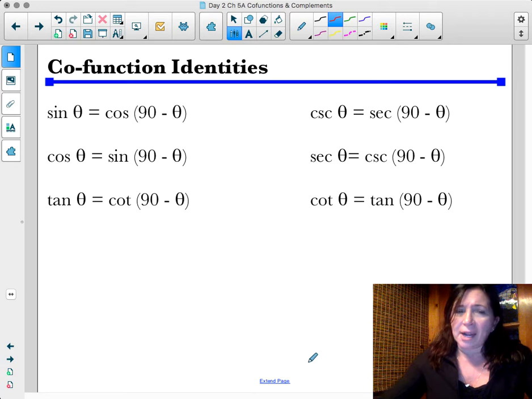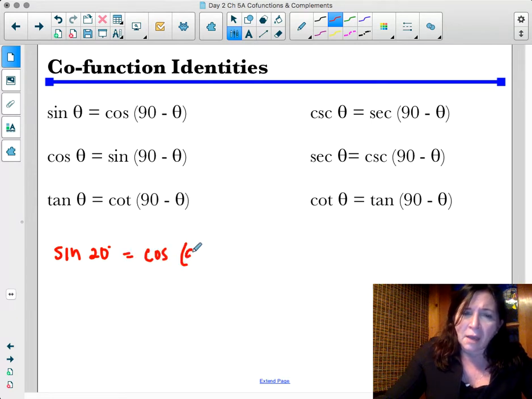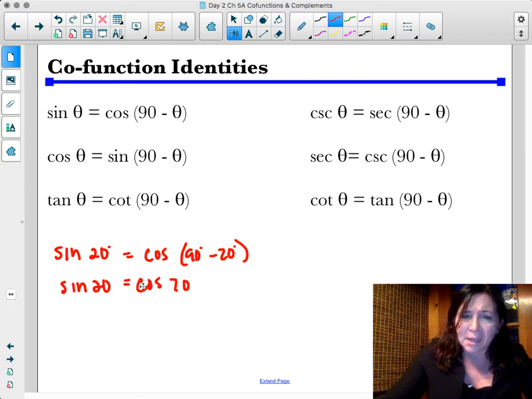So cofunction identities are just what we just said. If I had sine of an angle, that's the same thing as saying cosine of 90 degrees minus that angle. So for example, if I had sine of, let's say, 20 degrees, that's the same thing as saying cosine of 90 degrees minus 20. And so that means that sine of 20 is equal to cosine of 70. And these right here are my cofunctions.